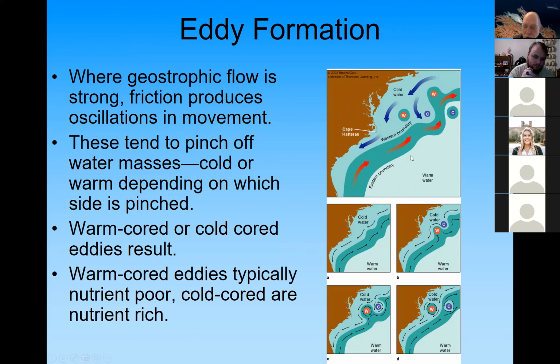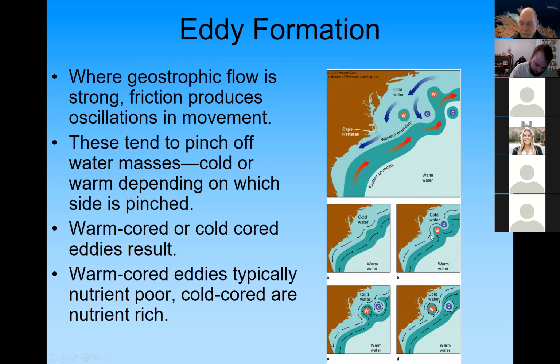Well, as these two water masses move past each other, you get this sort of wavy pattern where there are waves generated by this interface between water masses moving in different directions. So as these waves increase in amplitude, the tendency is to pinch off gyres or eddies, so these are smaller scale. So what we call a gyre is a large scale feature and an eddy is a smaller scale feature.